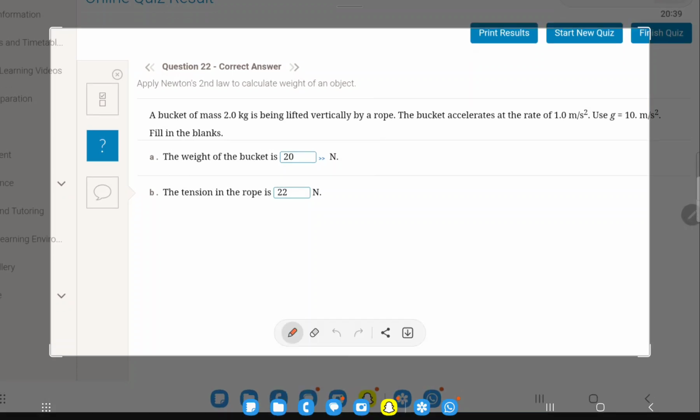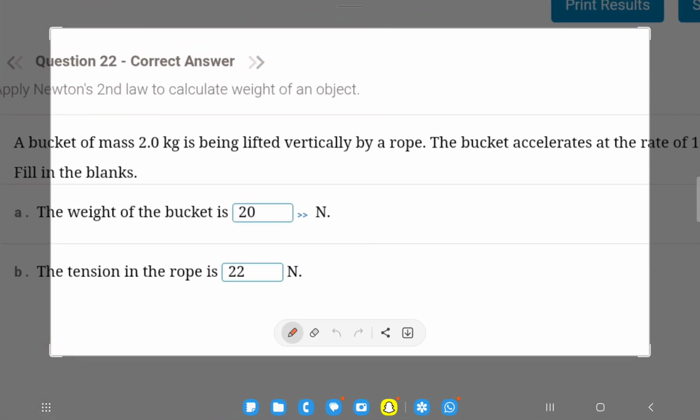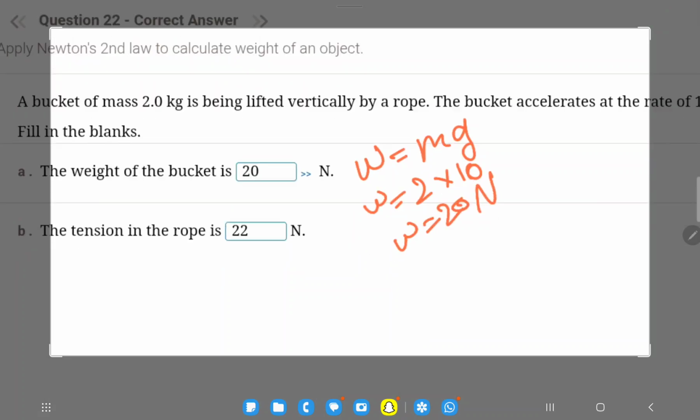A bucket of mass 2 kilograms is being lifted vertically by a rope. The bucket accelerates at a rate of 1 meter per second squared. Use g is 10. The weight of the bucket: we know W equals mg. We want W, and we have m is 2 and g is 10, so W is 20 newtons.